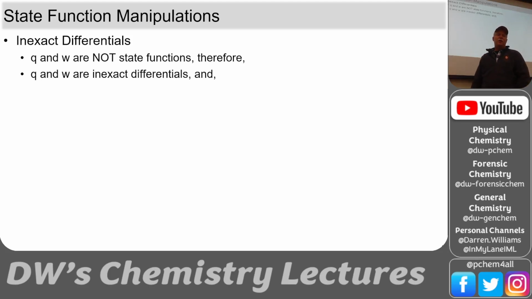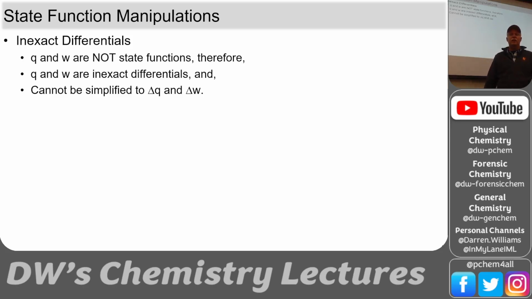Okay. So Q and W are inexact differentials. It matters which order you differentiate those, and they cannot be simplified into delta Q and delta W. We do talk about change in heat, but it's a little bit equivocal. Do you know what I mean by equivocal? You're saying the same word, but you're meaning two different things. When we say change in heat, we're probably not talking about Q, we're probably talking about enthalpy, and enthalpy is a state function. So enthalpy change is the heat of the reaction. That word heat can be a bit equivocal. When we're talking about heat of reaction, we're talking about enthalpy, not Q.